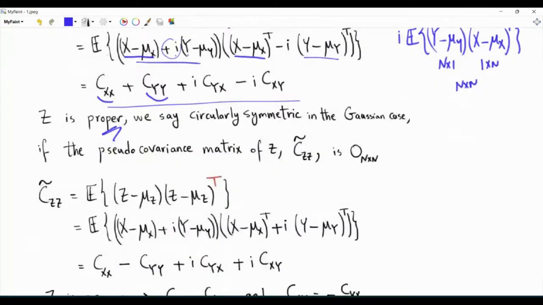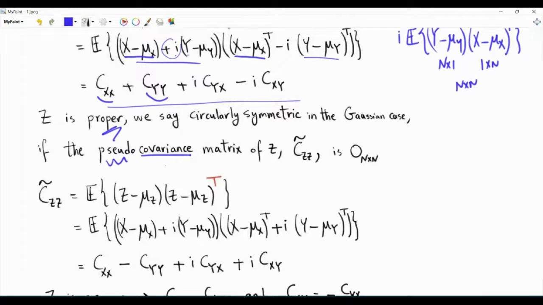The pseudocovariance here I denoted by CZZ tilde. And so it is not the true covariance. That's the reason we have here pseudo. It is called pseudocovariance because its expression is very close to the expression for the covariance matrix, but it has this difference, using the transpose rather than Hermitian.